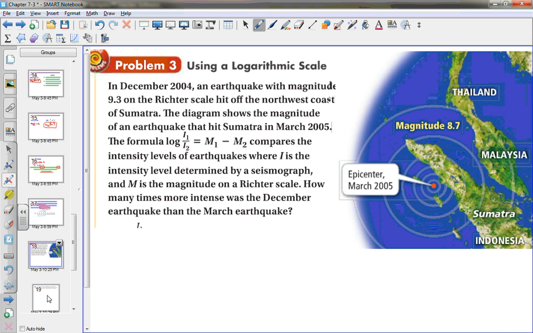Everybody get their books open to page 453 if you have them. This slide right here is on page 453. Do you remember that earthquake? Sure, I do actually. In December of 2004, an earthquake with magnitude 9.3 on the Richter scale hit off the northwest coast of Sumatra. The diagram shows the magnitude of an earthquake that hit Sumatra in March 2005.